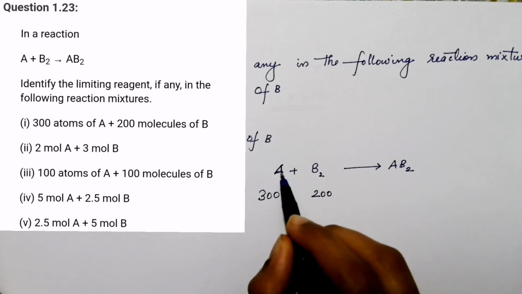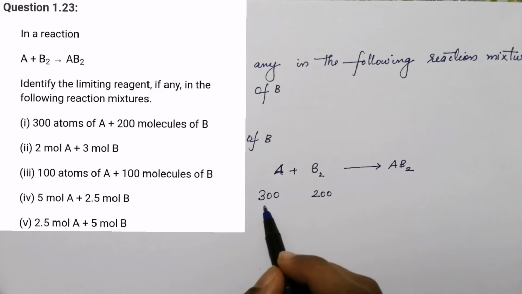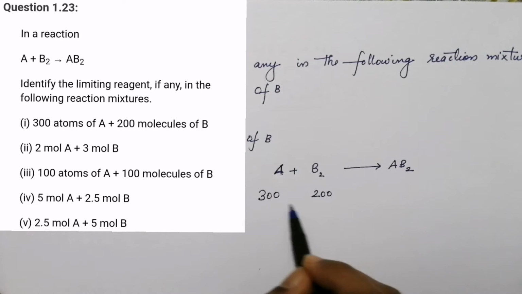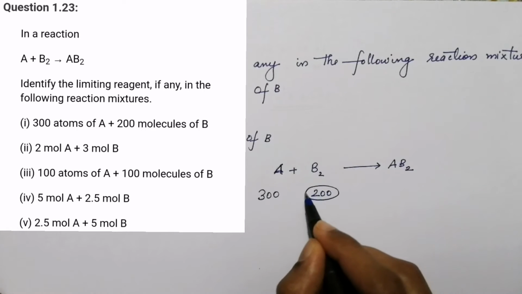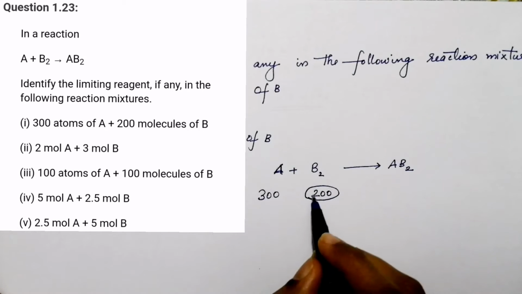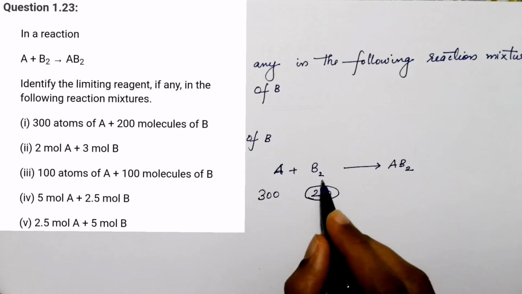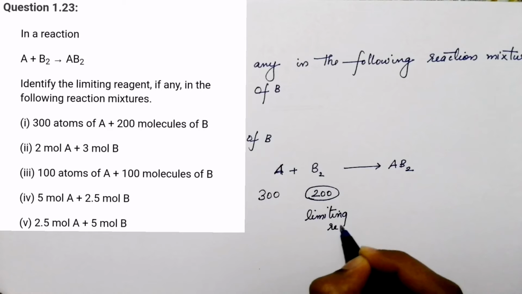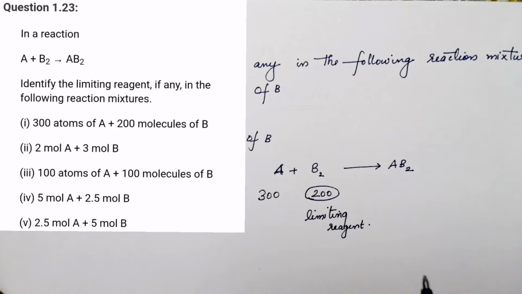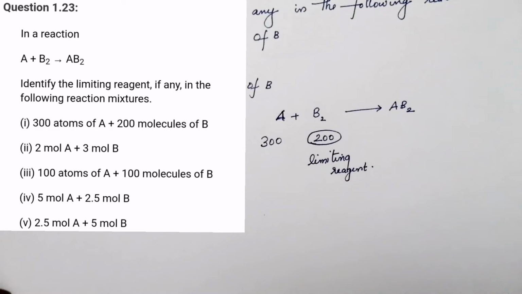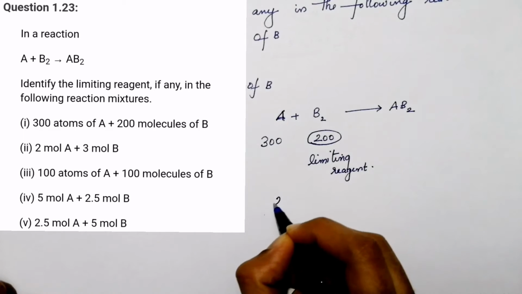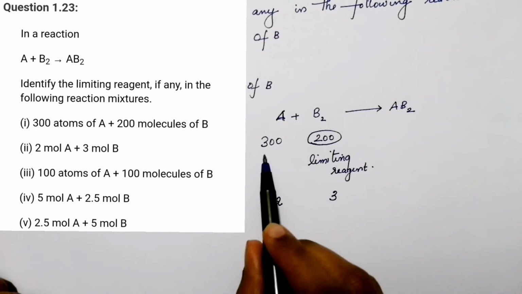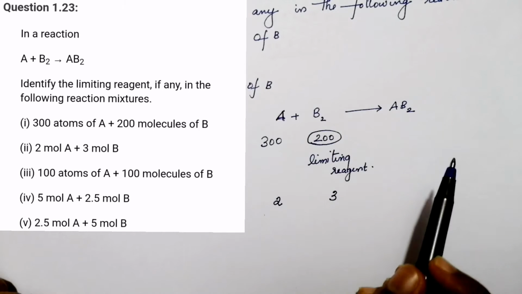When we look at this equation, we can say we are having 300 atoms of A, 300 molecules of B as well. But here we are only given 200 molecules of B. So we can say the reactant B is limiting, and therefore this will be the limiting reagent. Similarly, if we look at the next sample where we are given 2 moles of A and 3 moles of B.